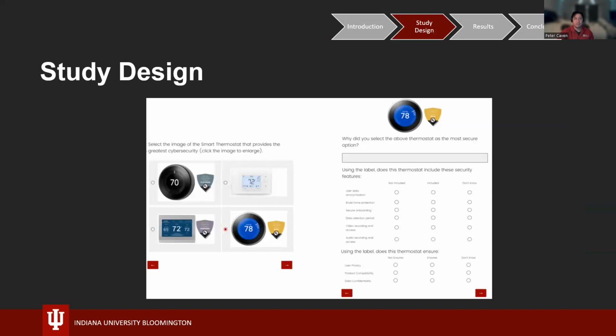Here's an example of phase 3 of our study. On the left, participants selected a product they deemed to be the most secure. And then on the right, we can see they justified their selection and answered security questions about the quality of the product based off of the label they selected.